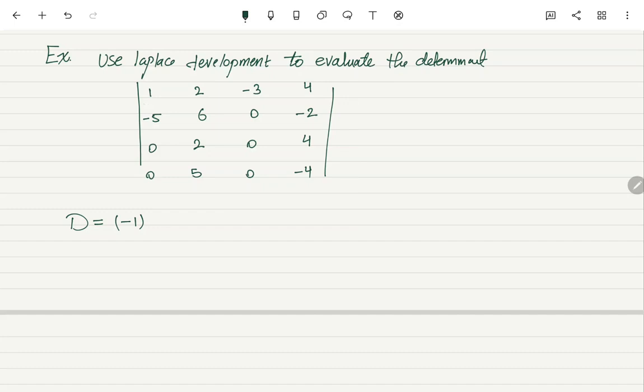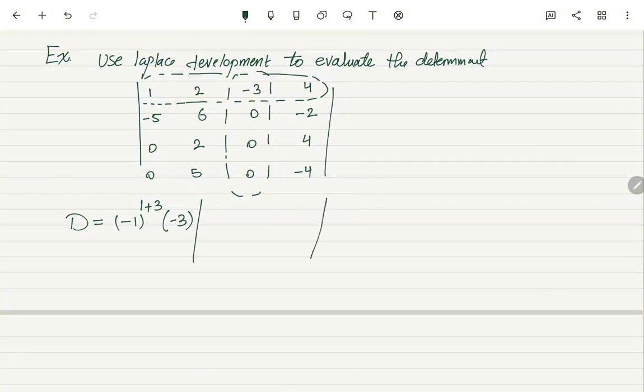So using the first row and third column, the cofactor here is minus 1 to the power 1 plus 3 because first row and third column, and the common factor here is minus 3 times the rest of the determinant, which will be minus 5, 6, minus 2, 0, 2, 4, 0, 5, minus 4.